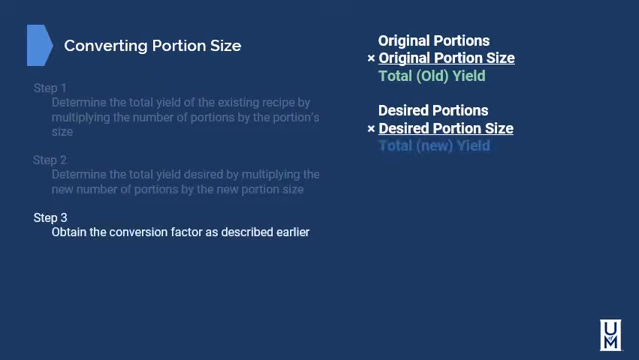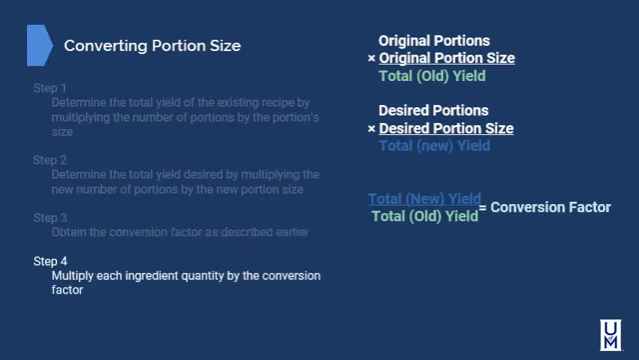Now it's simply old versus new, right? We take our new yield and we divide it by our old yield to get our conversion factor again. And then we multiply each ingredient times that conversion factor.